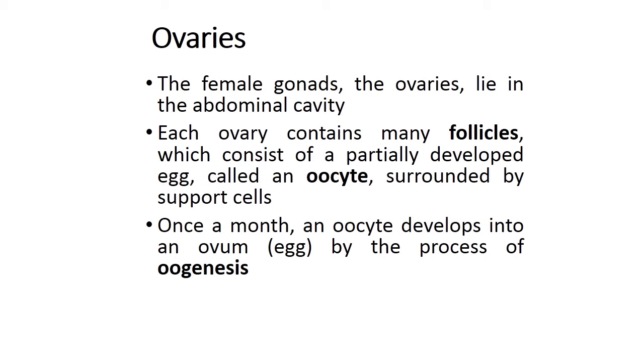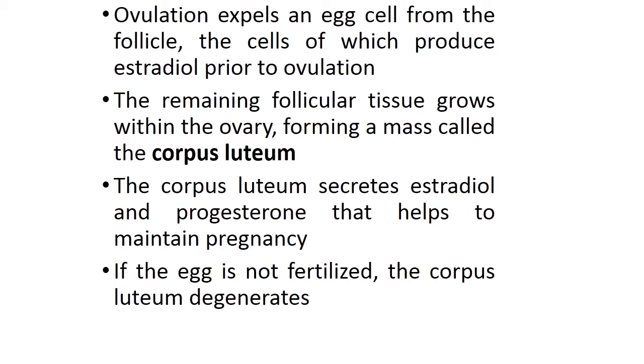Once a month, an oocyte develops into an ovum or egg by the process of oogenesis. From the total cells, one oocyte develops into an ovum by oogenesis. It's not only one ovum that develops; numerous follicles start to differentiate and develop, and out of the 6 to 7 that develop, only one forms the egg, and the process is known as ovulation.